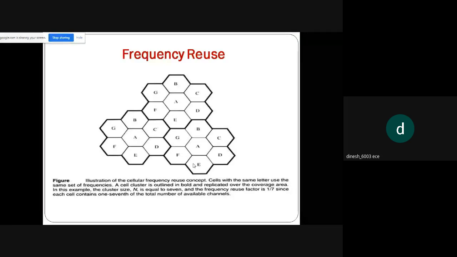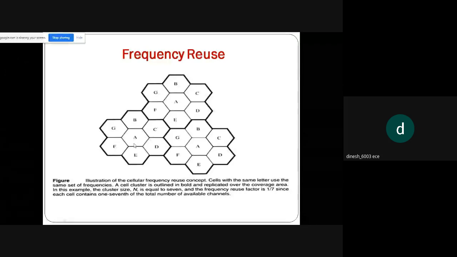So the cluster size is taken as 7. So the frequency reuse factor is 1/7. And each cell contains 1/7 of the total number of available channels. If the total channels is 100, so 100/7, which is being divided equally in each and every cell. So you can see that A, B, C, D, E, F, G is a cluster. So inside this cluster, there are 7 cells.